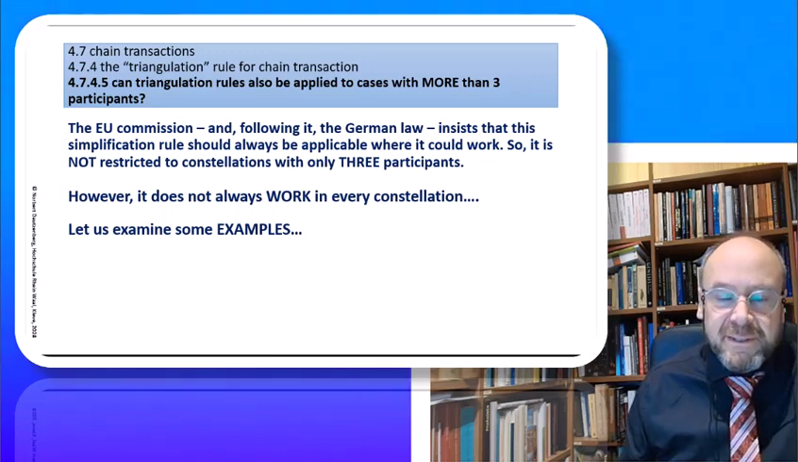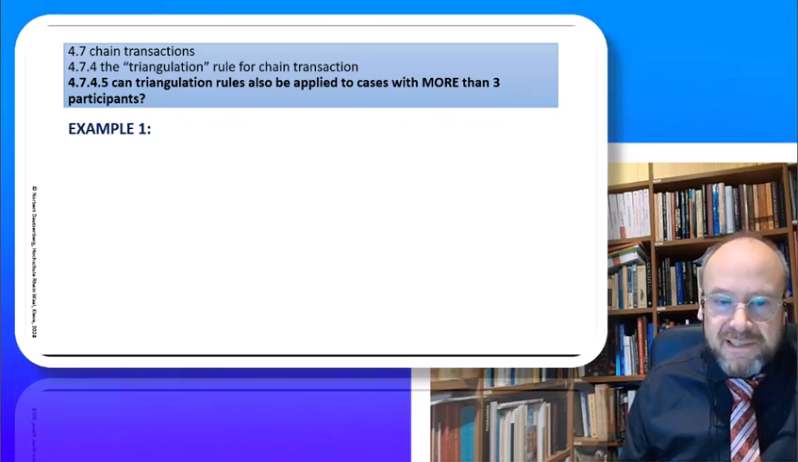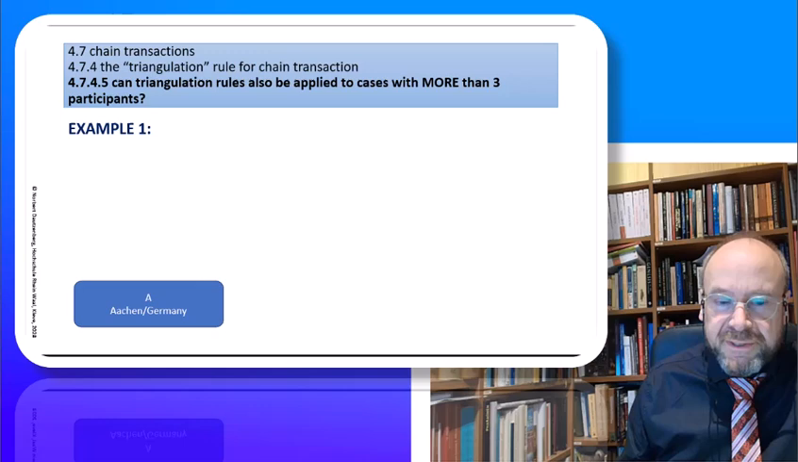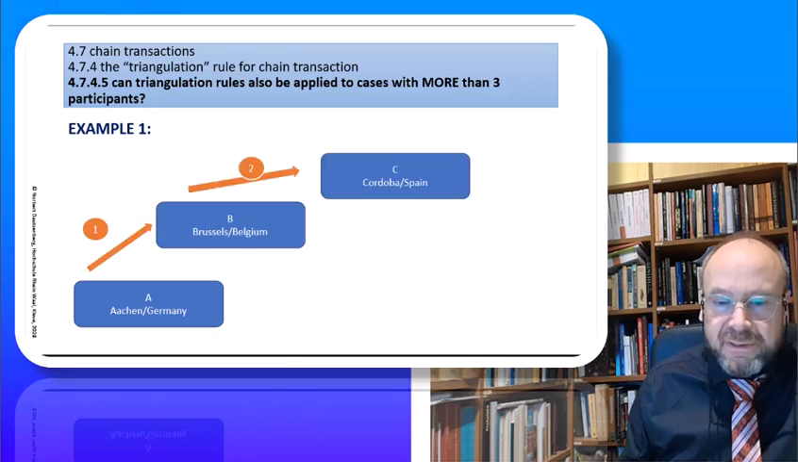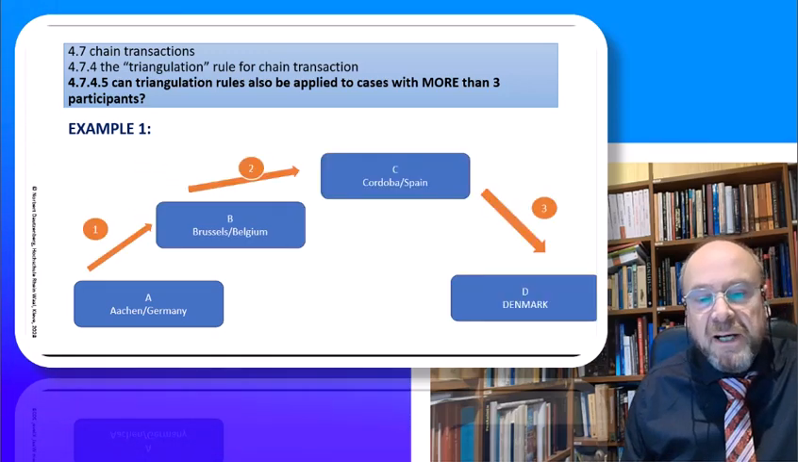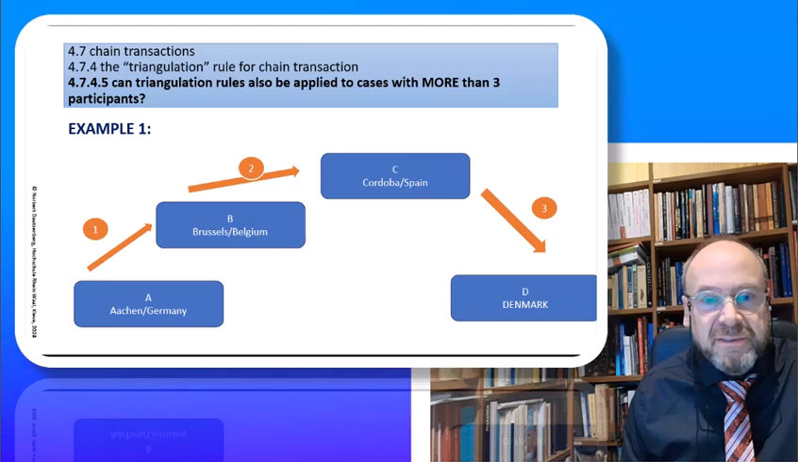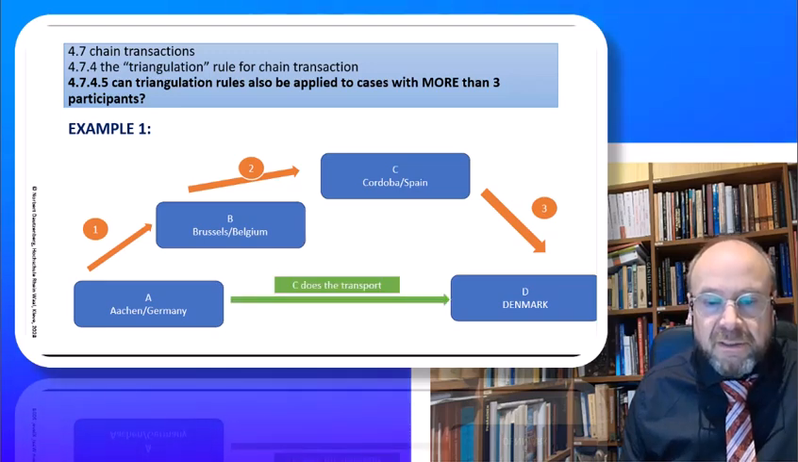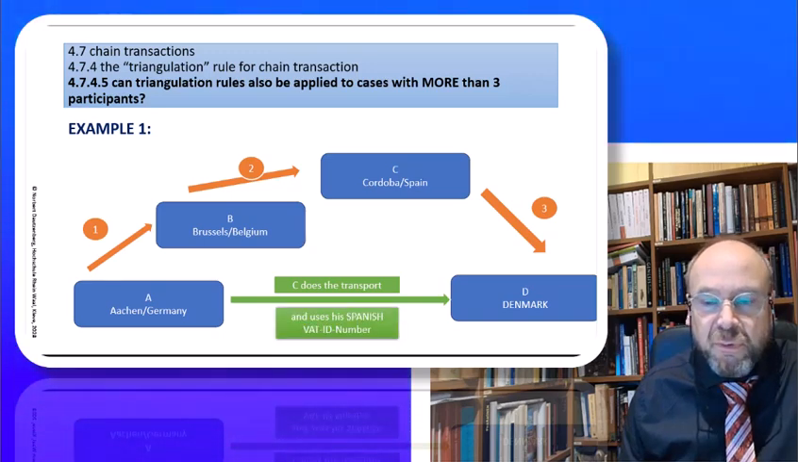For this, let's look at examples. First example is A, B, C, D from Aachen, Belgium, Spain, and Denmark. Now C does the transport from Germany to Denmark. That means contract number 3 is the one with the movement.